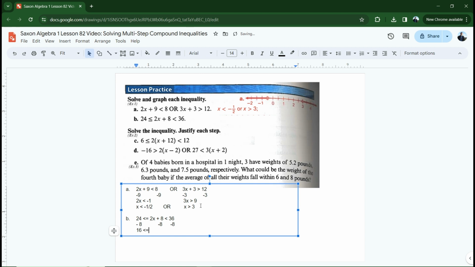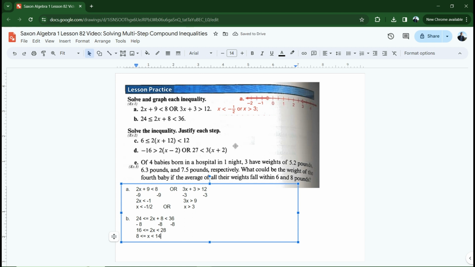16 is less than or equal to 2x, which is less than 36 minus 8, which is 28. All right, the next thing I need to do is divide by 2. Now, here's a key. If I divide everything by 2, none of the signs change. If I were to divide by -2, I would need to change all of the signs, flipping them in the opposite direction. So this is going to end up being 8 is less than or equal to x, which is less than 14. And I know I'm done when I have x by itself in the middle.